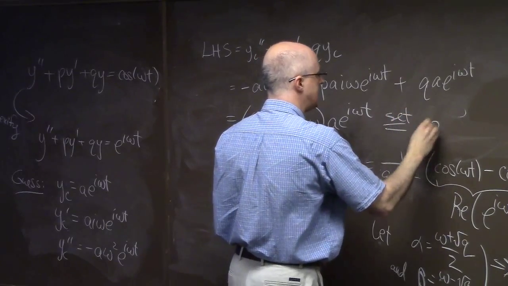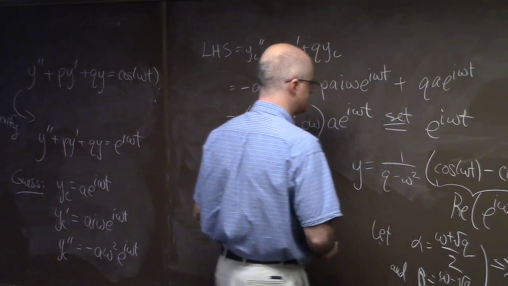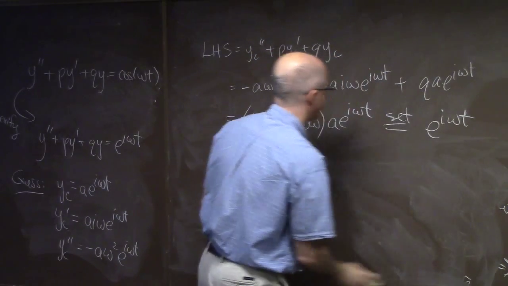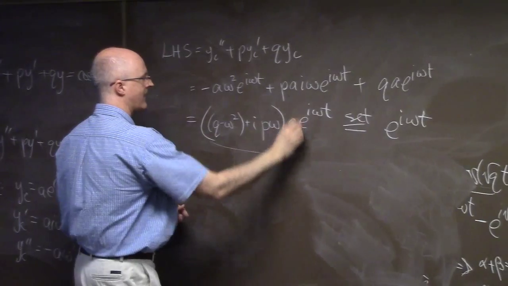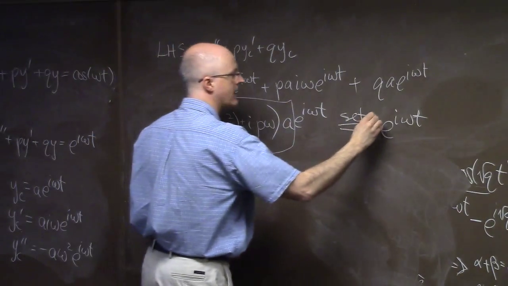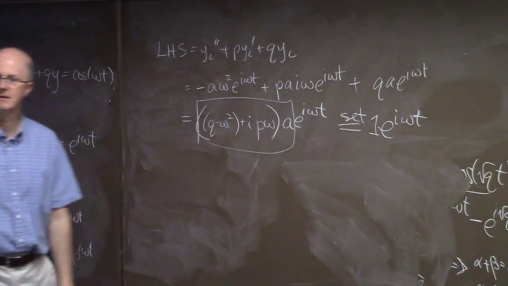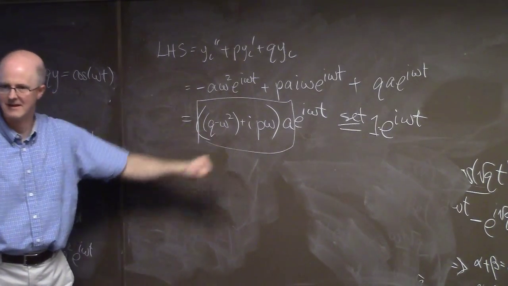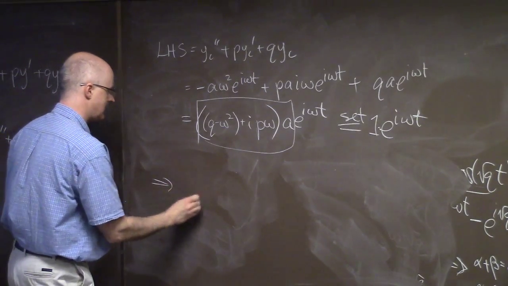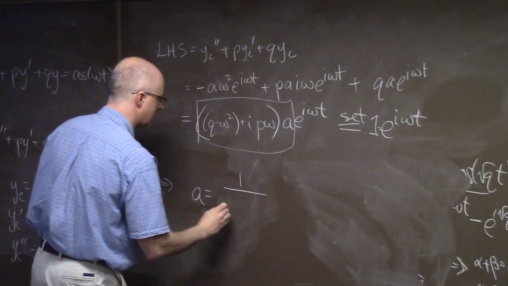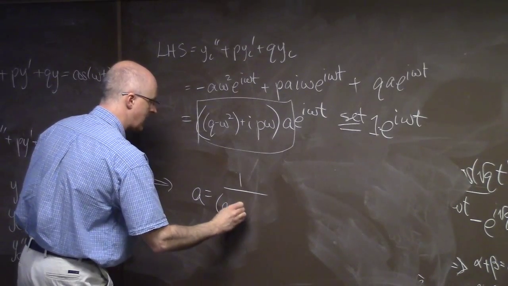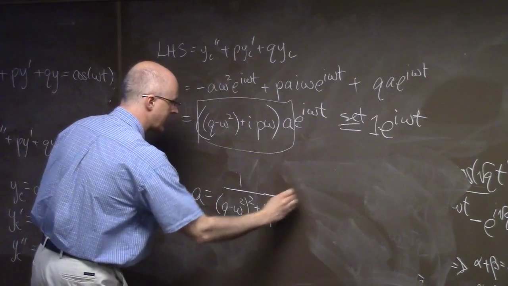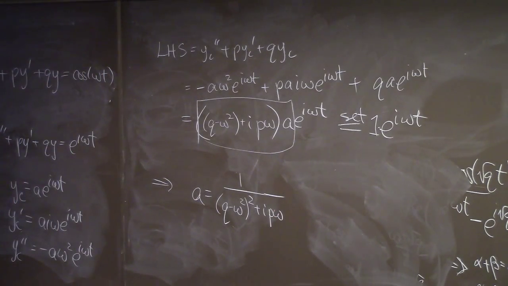Set this equal to e to the i omega t. You want those to be equal for all t. Therefore, this entire thing right here must equal 1. So a must therefore be 1 divided by this thing. A equals 1 divided by q minus omega squared plus i times p times omega. That's now a complex number.